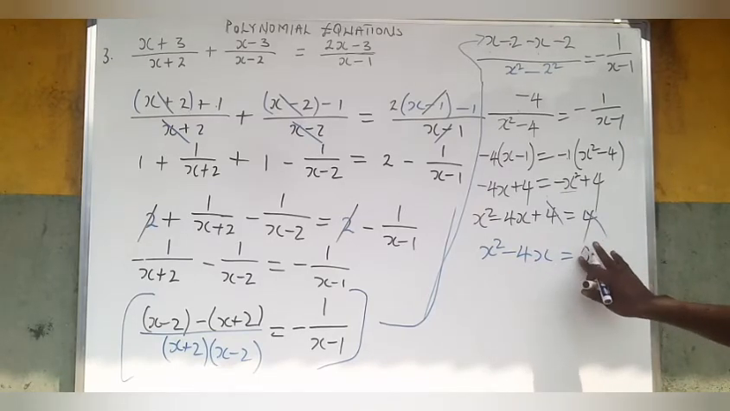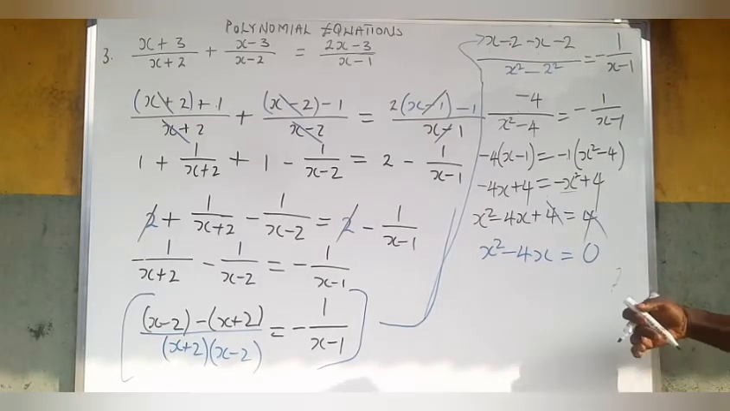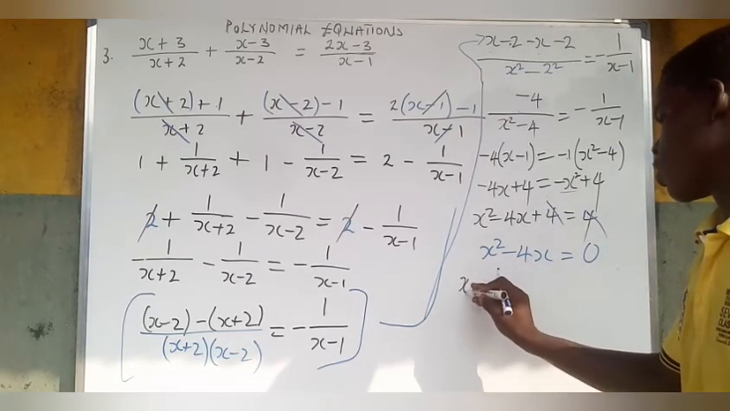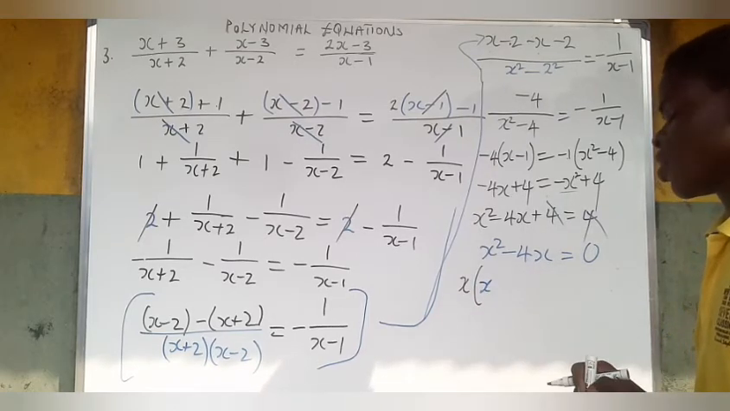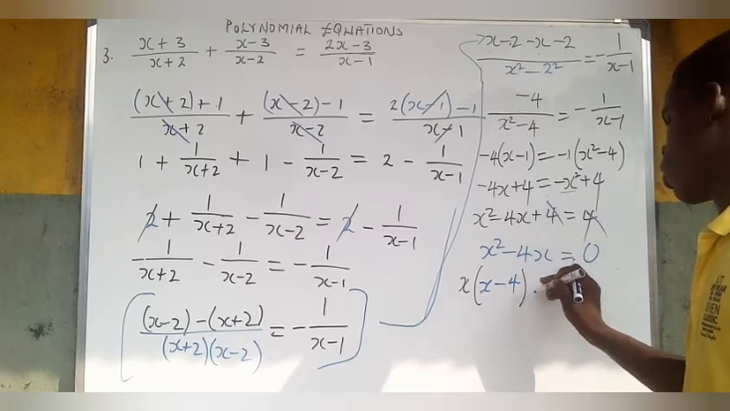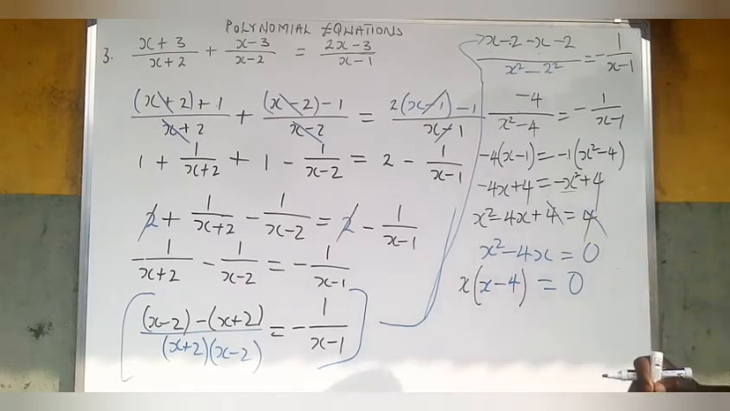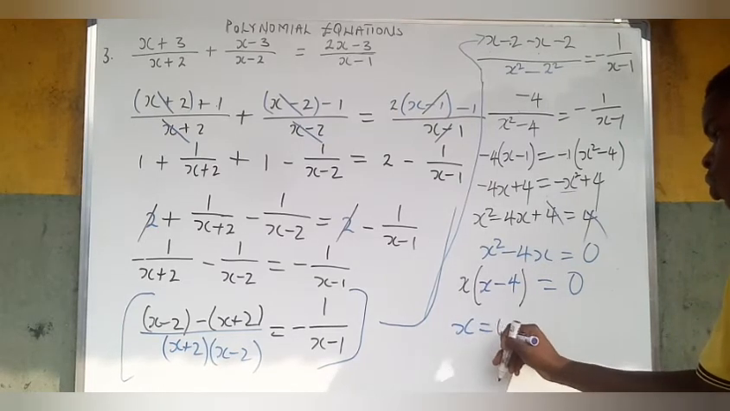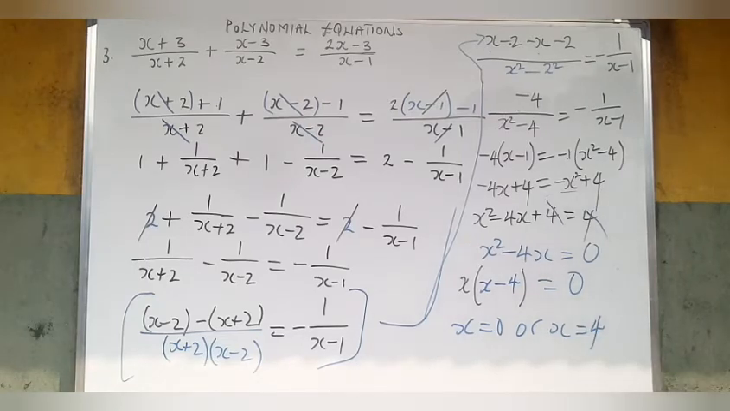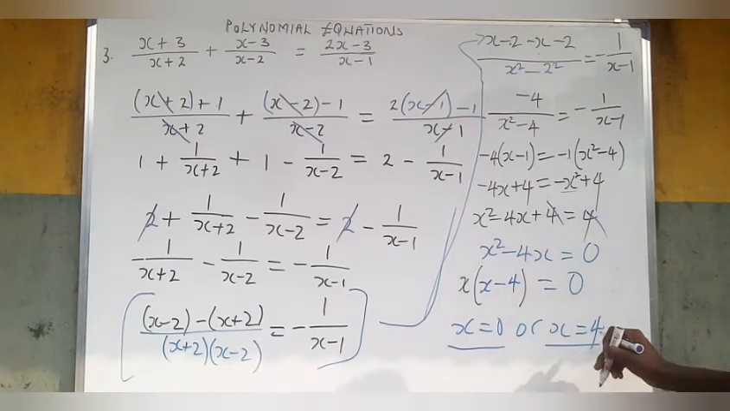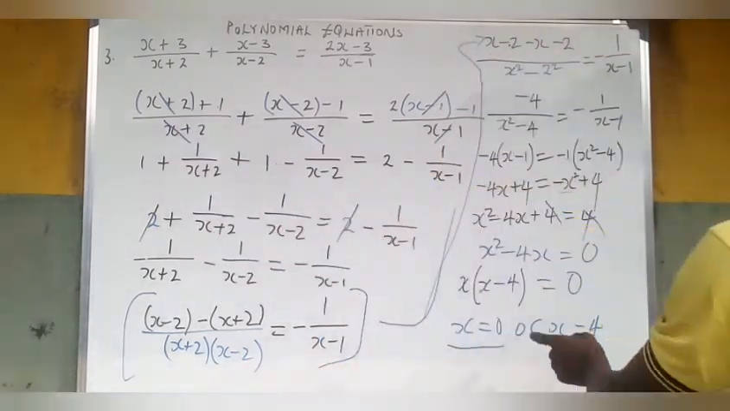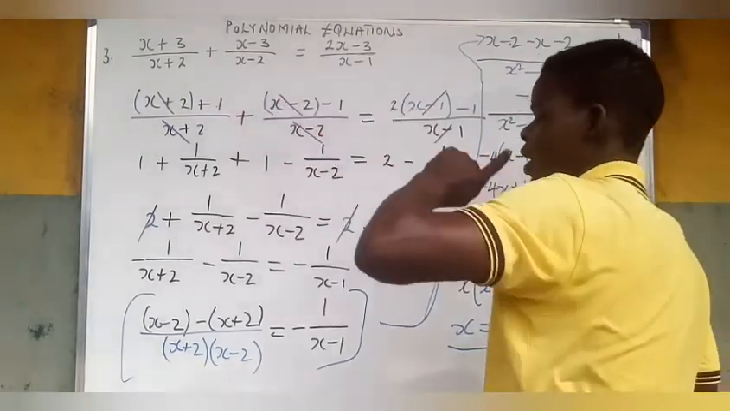Since this is equal to 0, factorizing, you take x out. Since x is common, that will become x times x minus 4 equal to 0. Therefore, x is equal to 0 or x is equal to 4. So these are the two values of x. With x being 0 and x being 4, this equation is satisfied.